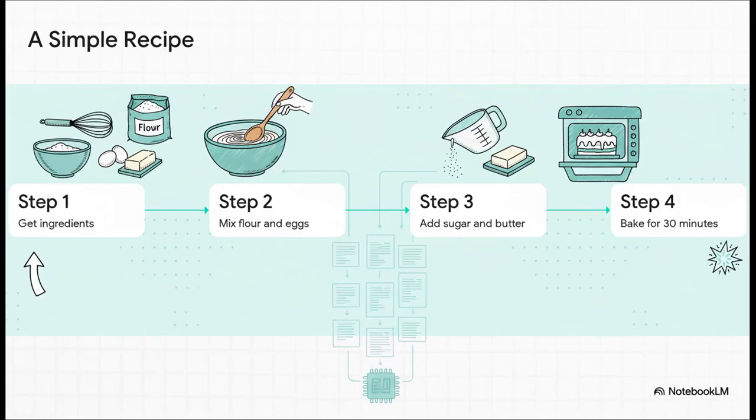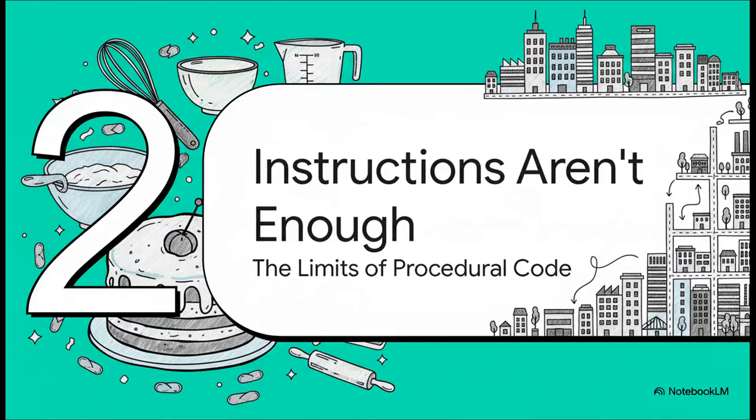So this whole recipe way of thinking, that's called procedural programming. You just write a list of commands, and the computer runs through them from top to bottom, one after another. And look, for a simple job like baking a digital cake, it works great. Get ingredients, mix them up, add some stuff, bake it. Easy. But what happens when you're not just baking a simple cake anymore?